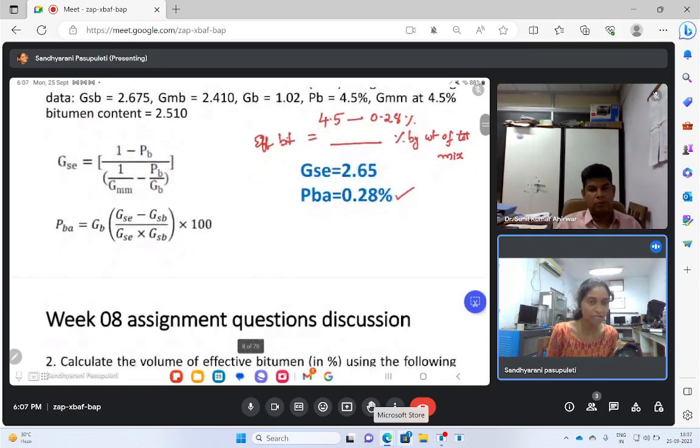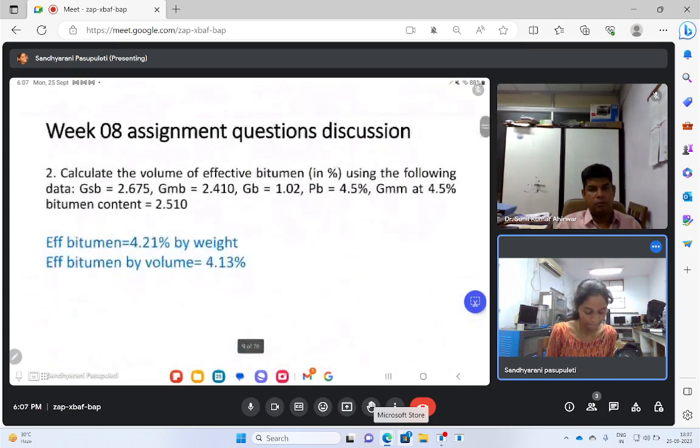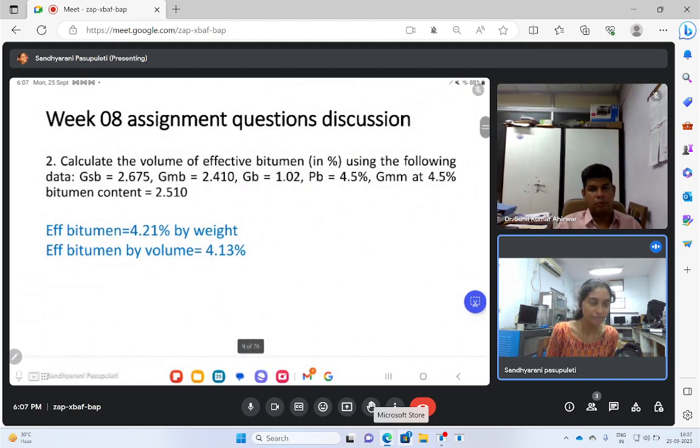How do we calculate the volume when we have the weight? We already know the specific gravity is given. Specific gravity is equal to weight by volume, and if we already know the weight, the volume can be calculated.